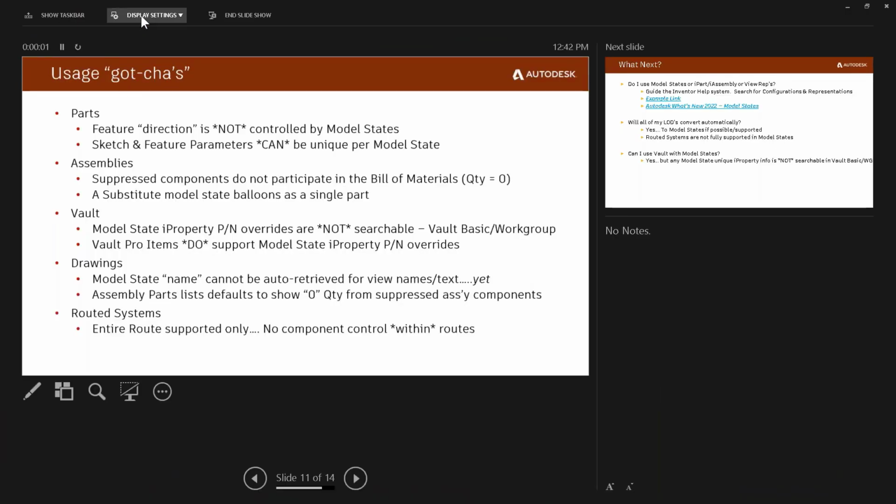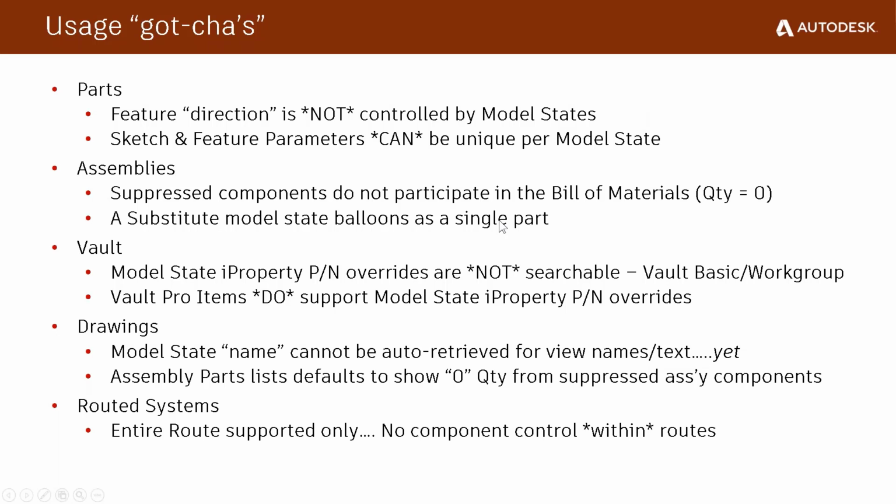Looking at sketch features and parameters, they can be unique per model state. So that's why I say go ahead and get your configuration built with all your sketches, everything named if you want to name it, but have all of your sketch dimensions and your feature dimensions set to what you need them to be. If it needs to be 1.5 inches, set it to 1.5 inches. Once you have all of your sizes set where they need to be, then you can start creating model states.